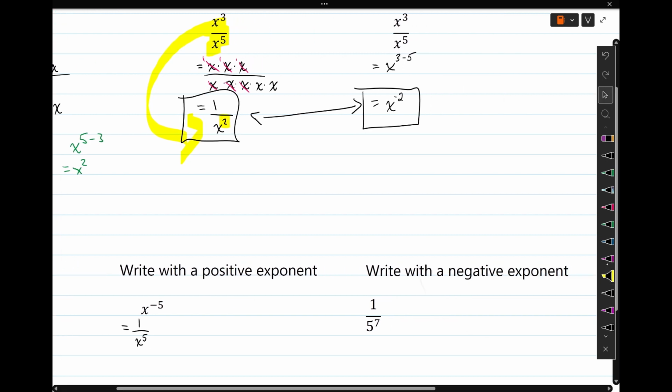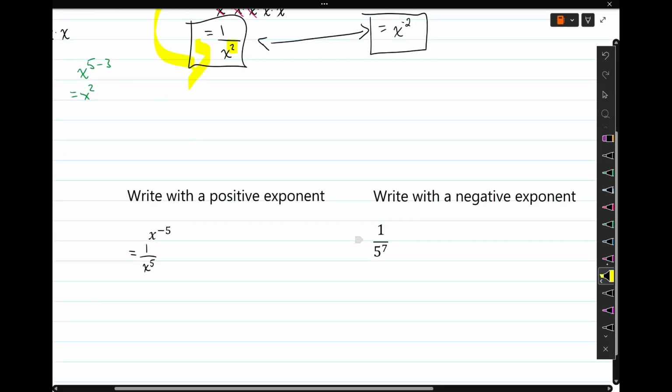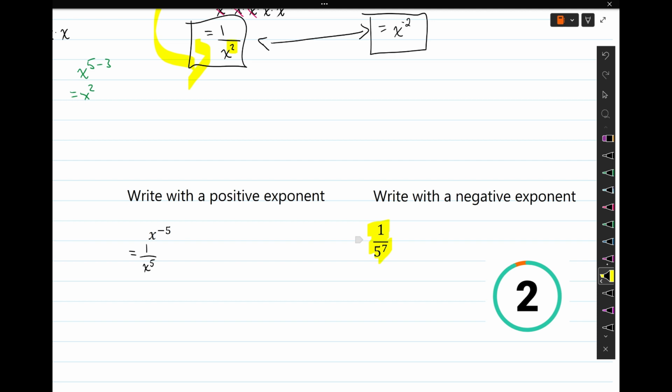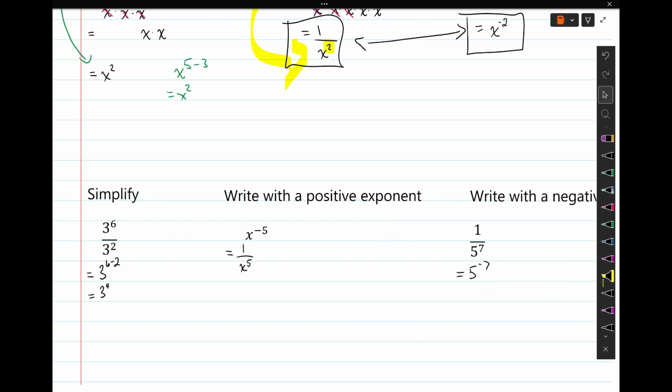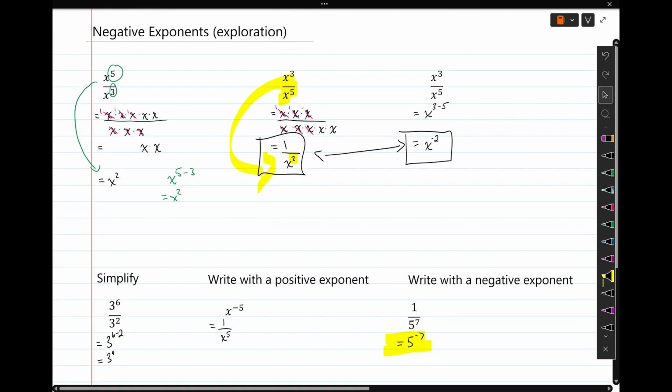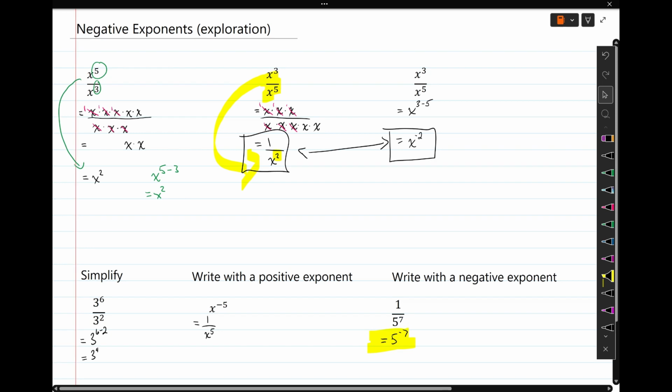In 3 seconds, you will see how we can write 1 over 5 to the power of 7 with a negative exponent. So try it out on your own here. And there we are. We have 5 to the power of negative 7. So hopefully at this point you're feeling a little bit more comfortable having explored what happens when we have negative exponents.